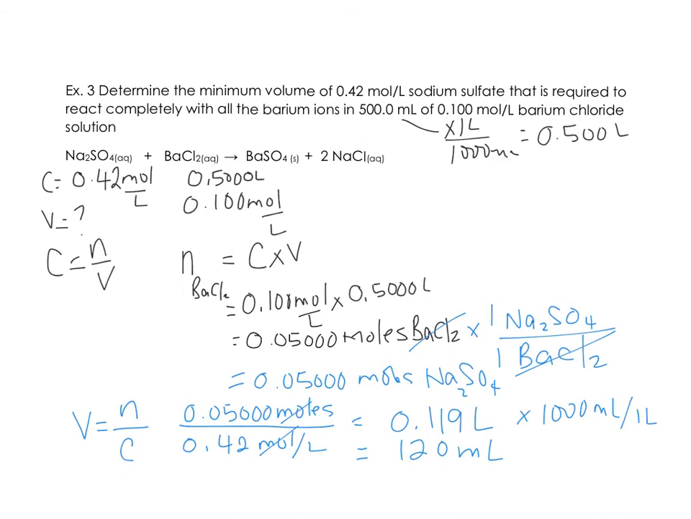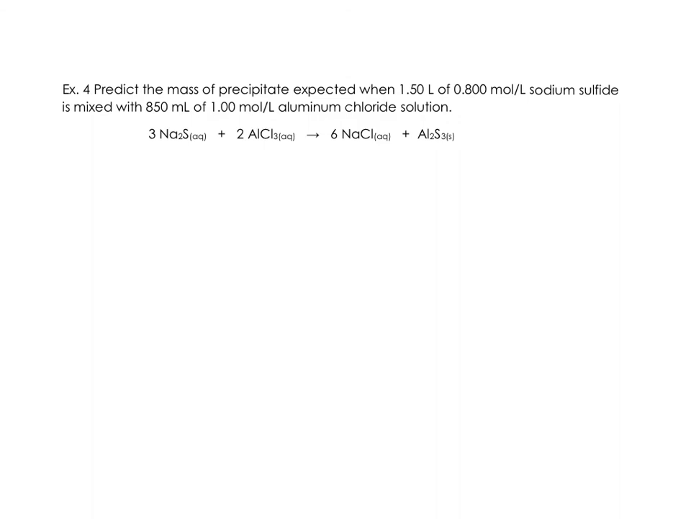So we would need 120 milliliters of our sodium sulfate solution to react with all of half a liter of 0.1 molar barium chloride. Okay, predict the mass of precipitate expected when 1.5 liter of 0.8 mole per liter sodium sulfide is mixed with 850 milliliters of 1 mole per liter aluminum chloride solution.